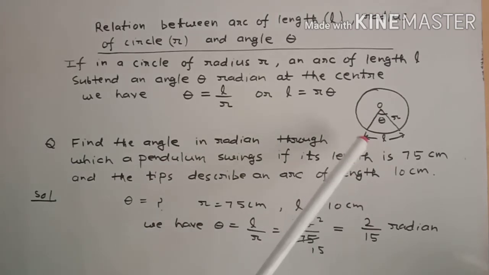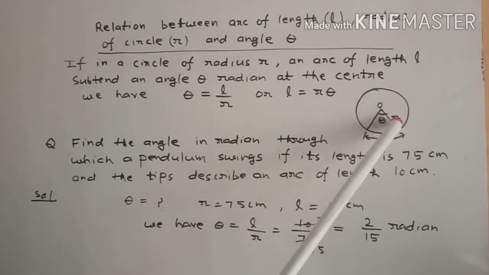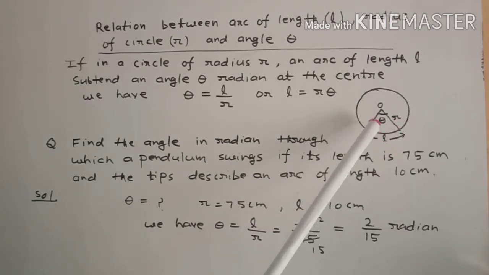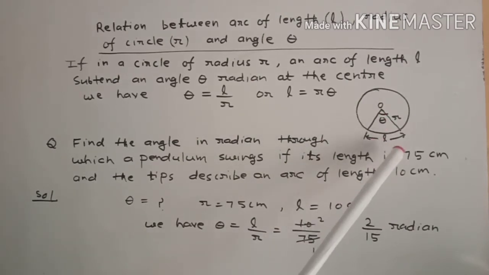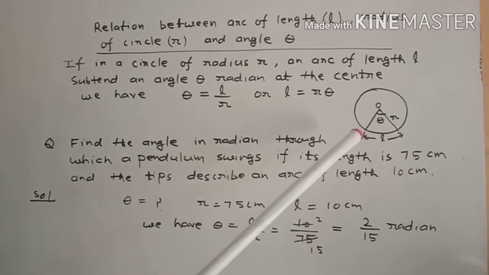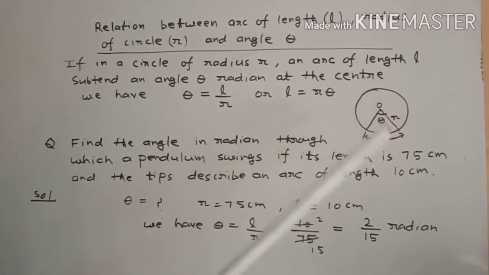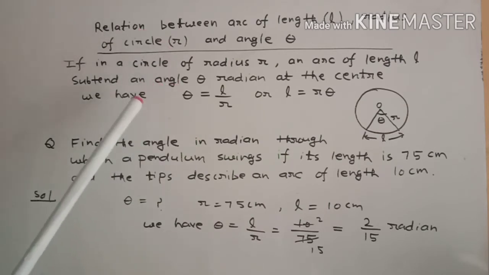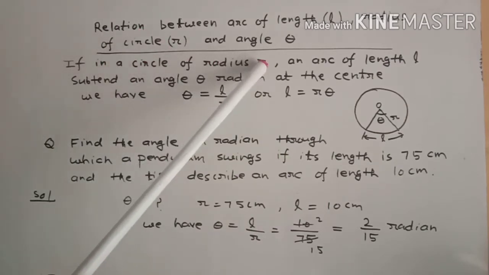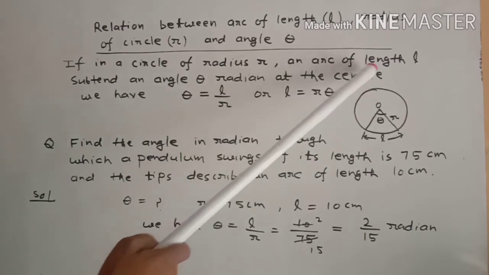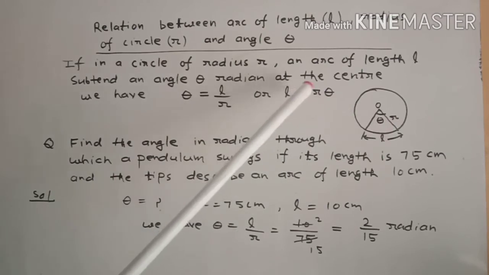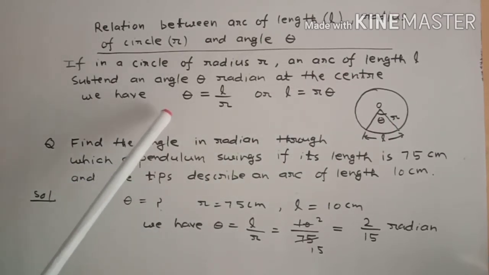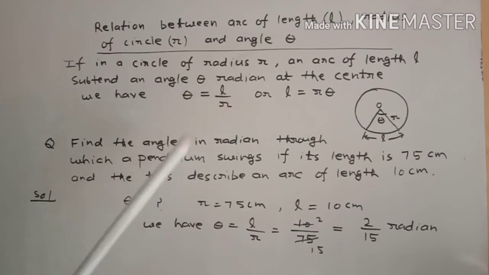Now students, observe the figure in which a circle is given, its radius is r, the angle subtended at the center is theta, and the length of the arc is L. There is a relation between theta, r and L: if in a circle of radius r, an arc of length L subtends an angle theta at the center, then we have the relation theta equal to L by r.